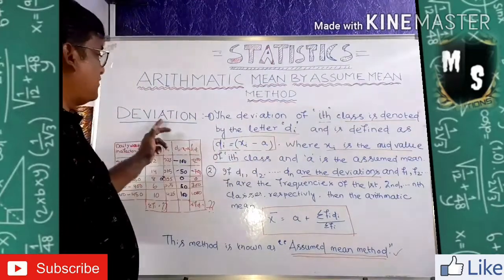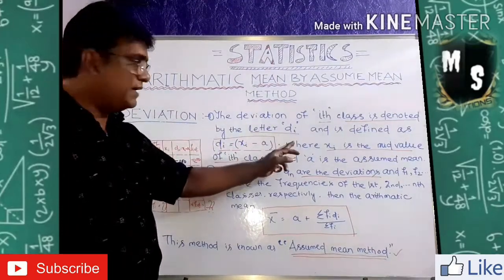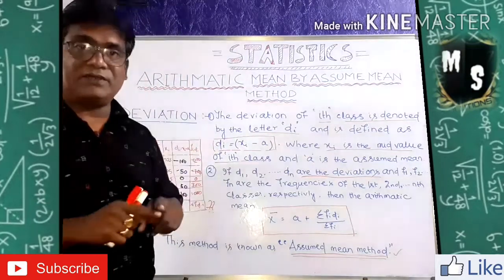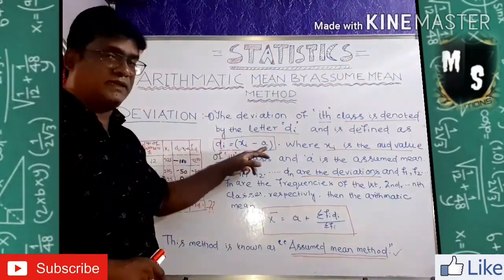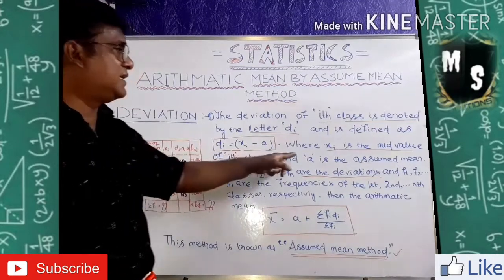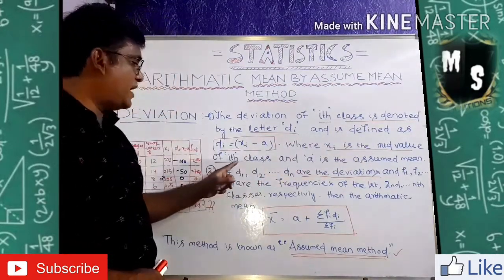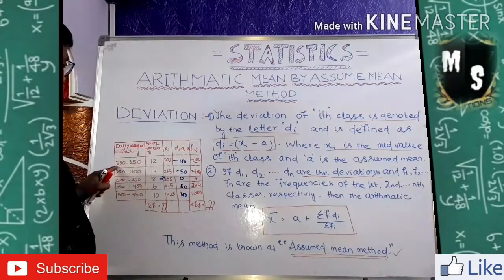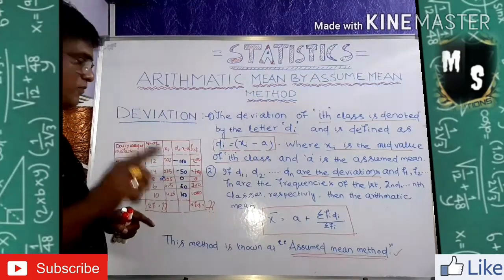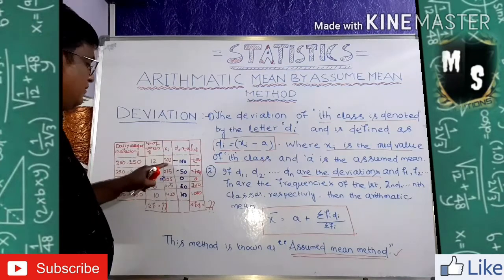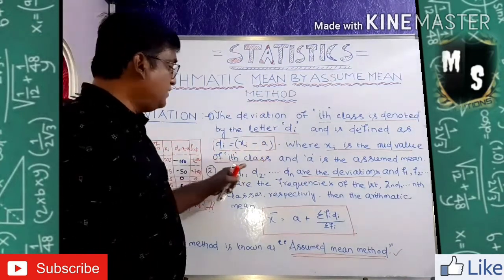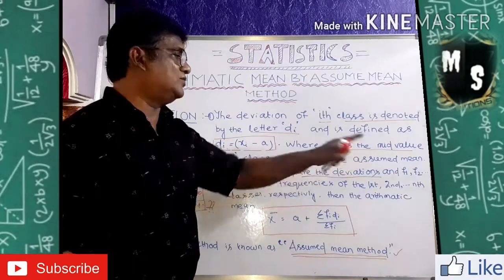What is the symbol for deviation? It is di, and it is defined as di equals xi minus A. What is xi? xi is the mid value of the ith class. What is the mid value? 200 plus 250, that is 450 by 2, that is the mid value, 225. Clear?